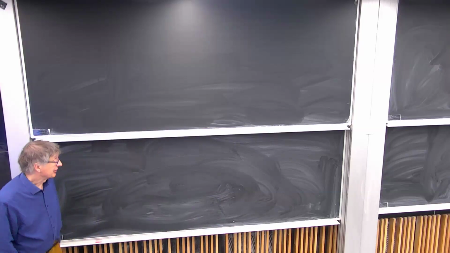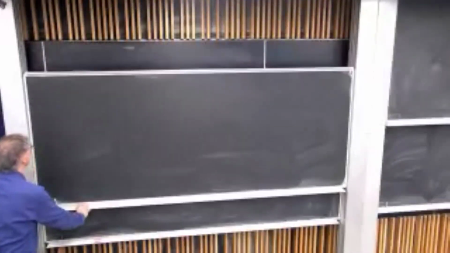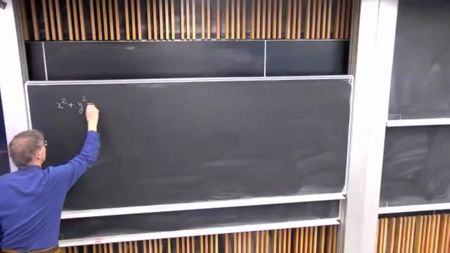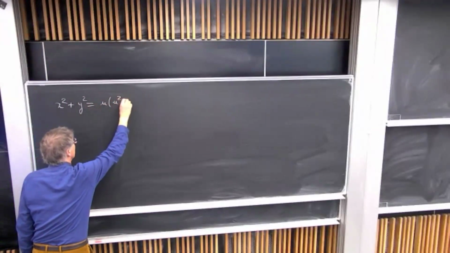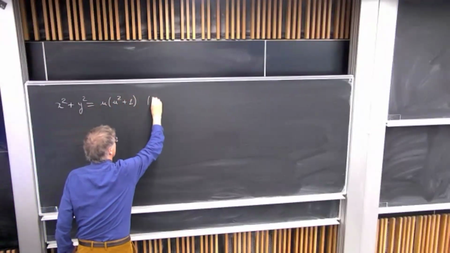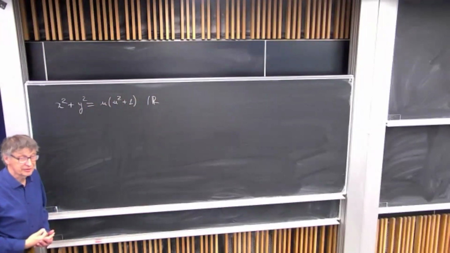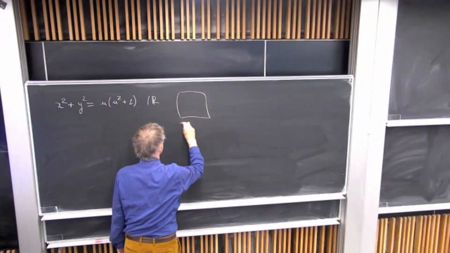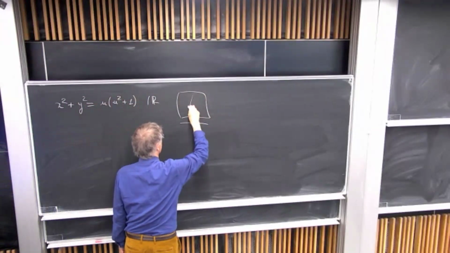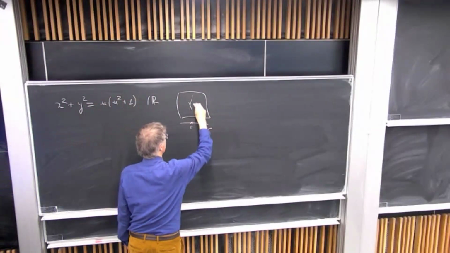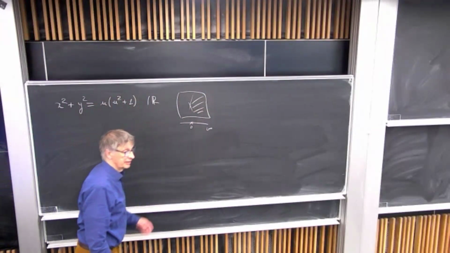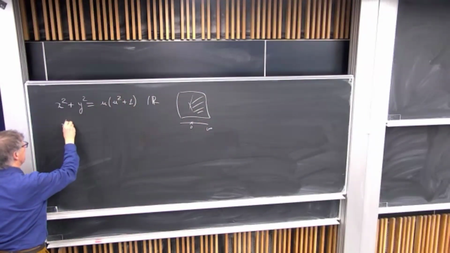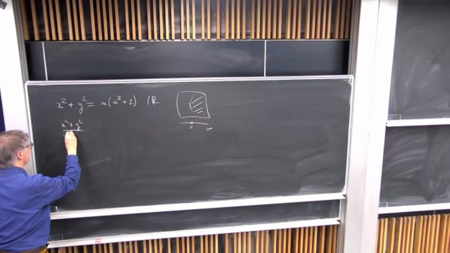Okay, so we start with one equation. Surface over the reals. If you make a drawing, you find that the real points are here, here, and at infinity. It's just one real connected component. And if you're clever, you write (x squared plus y squared) divided by (x squared plus 1) equals u.